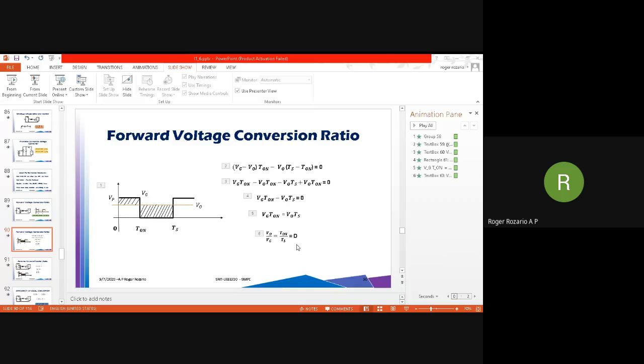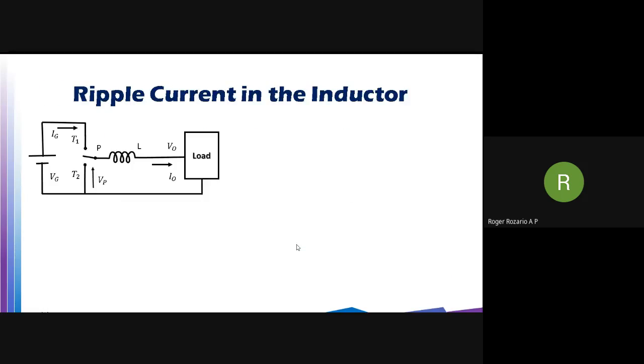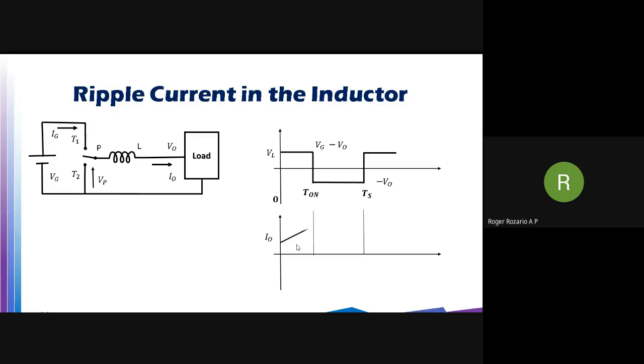So let us go into the first non-ideality, which is the ripple current in the inductor. This was discussed in the last class itself. The inductor voltage is Vg minus V naught during the on period, and it is minus V naught during the off period. That is what we saw in the ideal converter also.